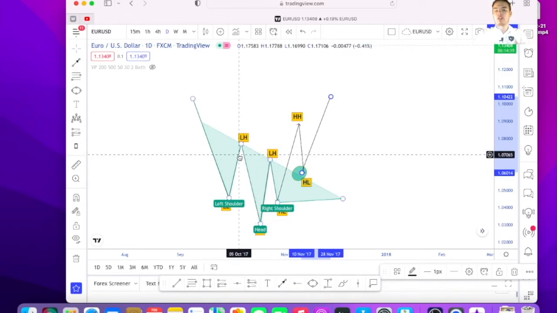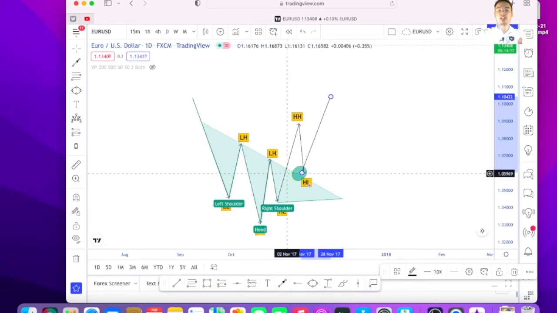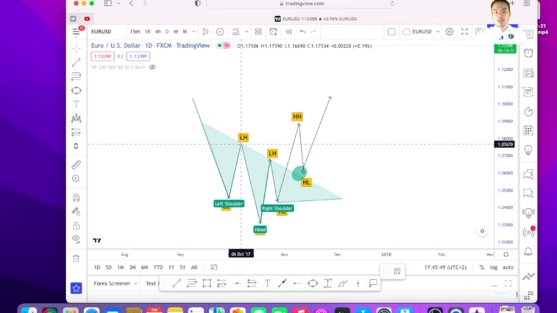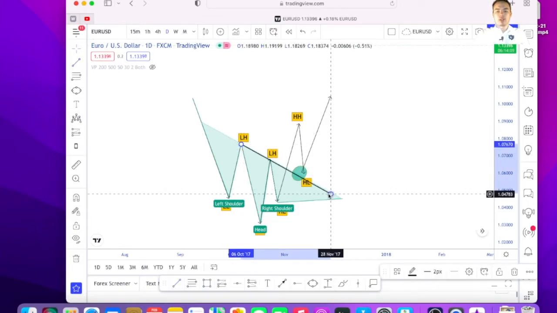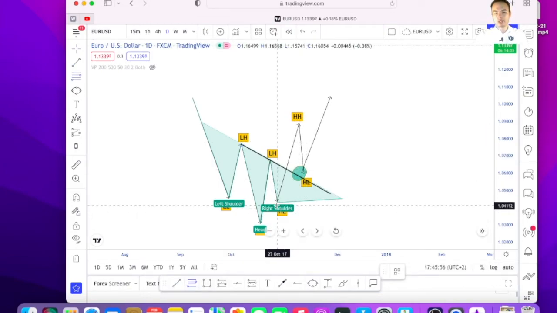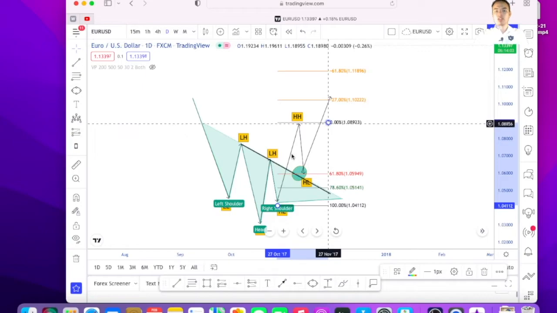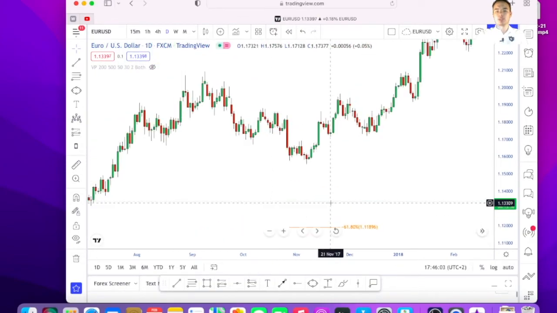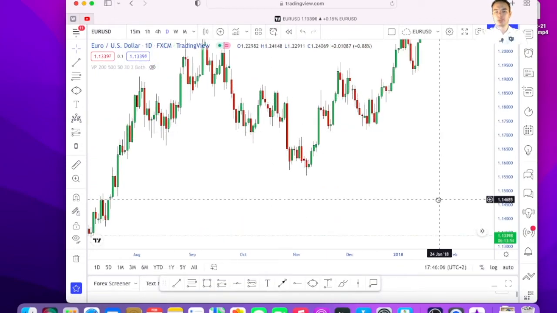So that's one confirmation. The second confirmation is your inverse head and shoulders, the break, the retest. You can put your trend line. So here's your descending trend line, break, retest of the trend line. You can put your Fibonacci, 61.8%, and buy.